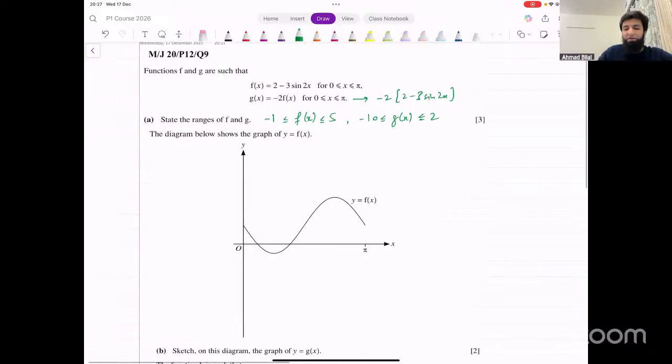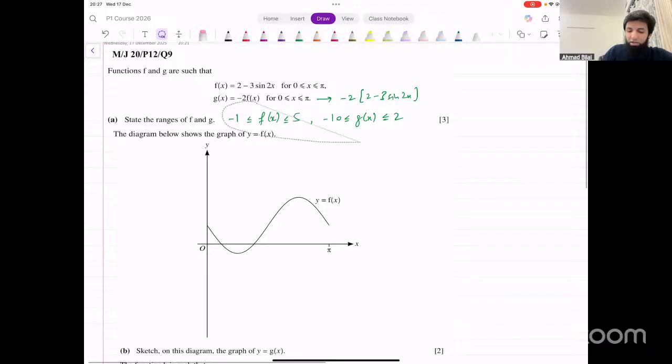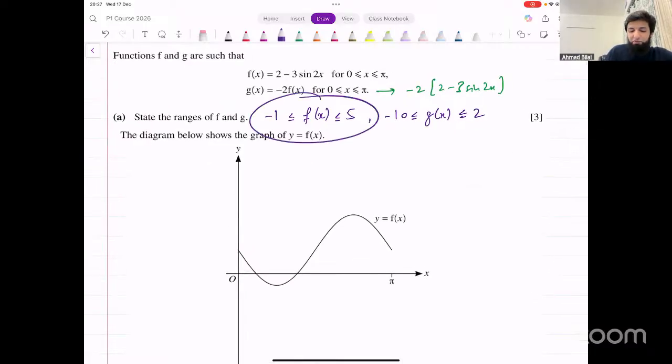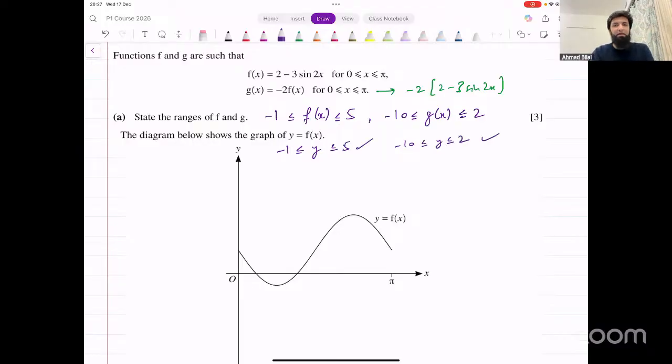We can write these ranges in terms of y as well, and that's okay. In that case, we will have to specify which one corresponds to f, which one corresponds to g. So the first one is for f, this one is for g. We could say the first one is from -1 to 5, and the second one is from -10 to 2. That will also be fine as long as you make it clear that the first one is f and the second one is g.